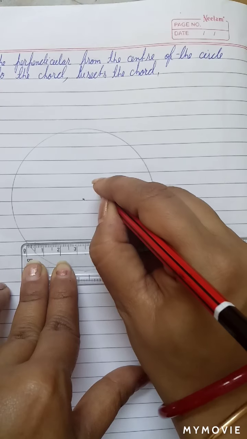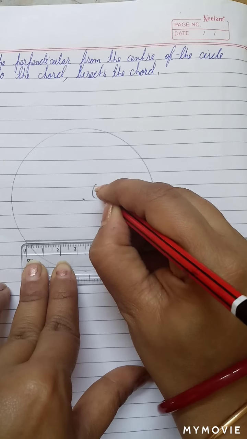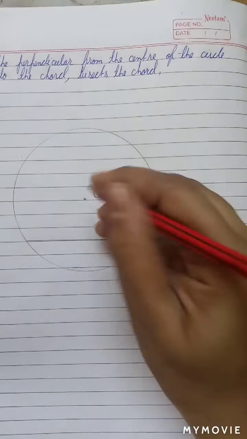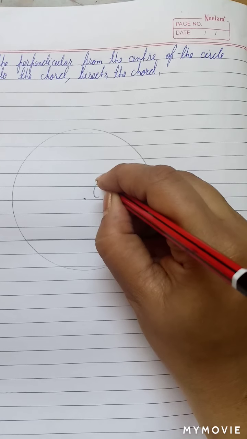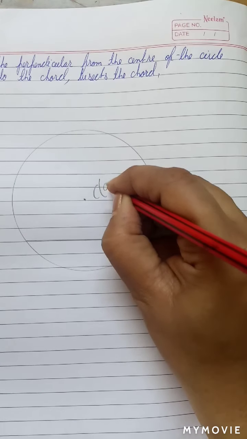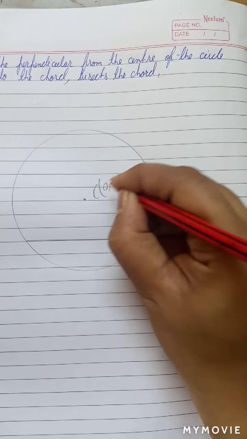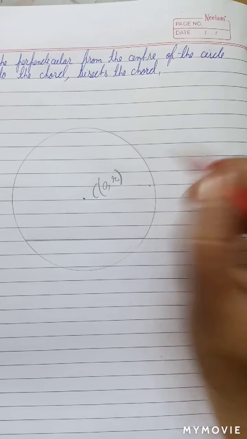Let's call it center O, circle O, circle with center O and radius R. Let the length of the radius be R.